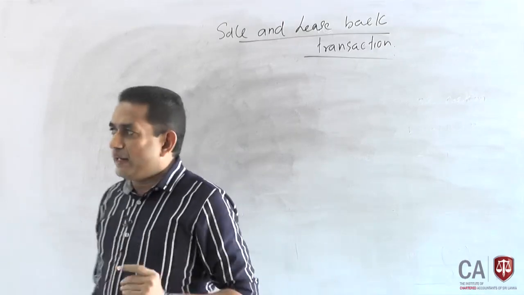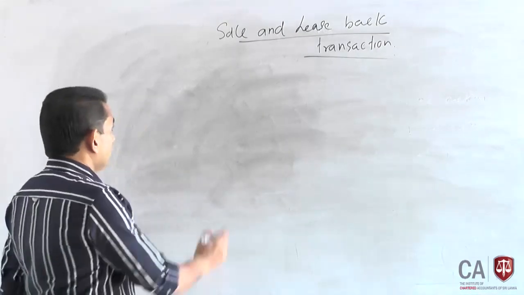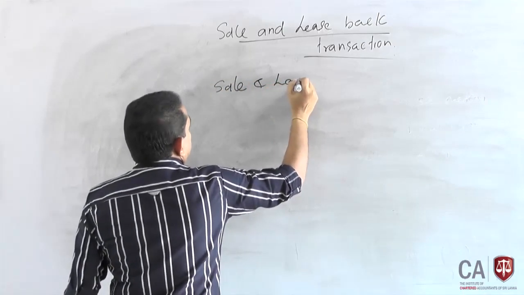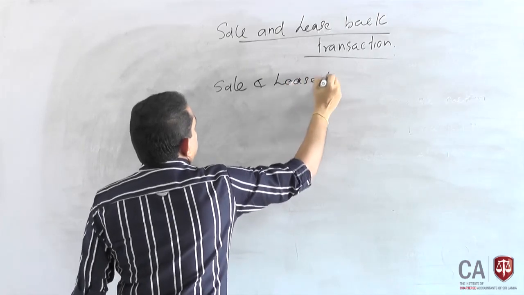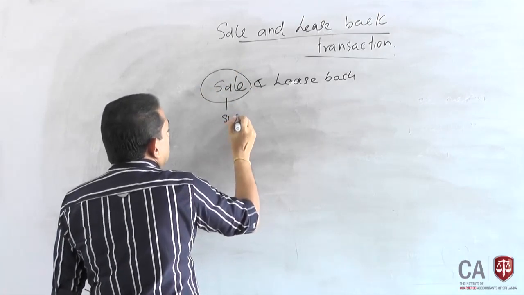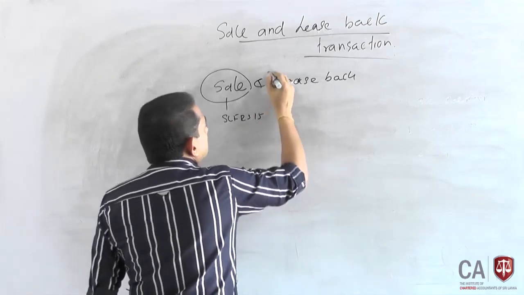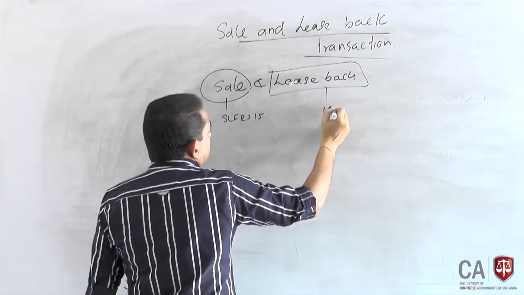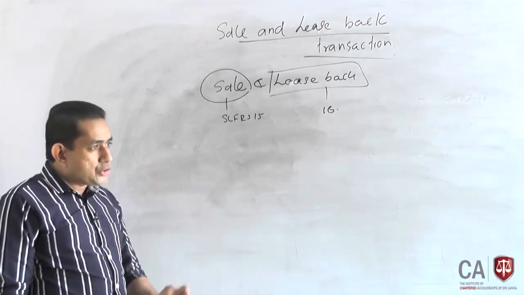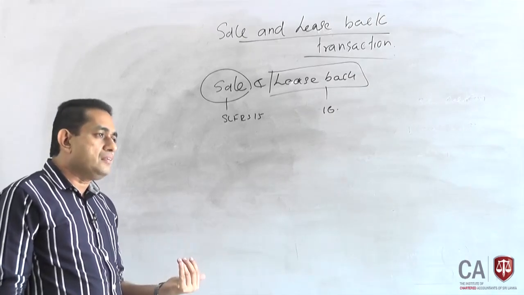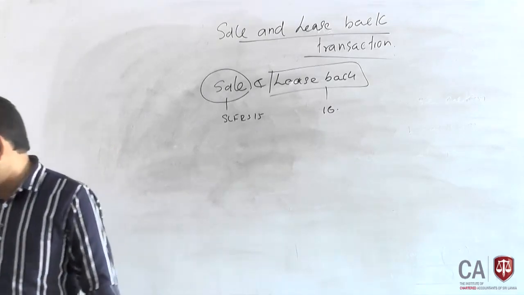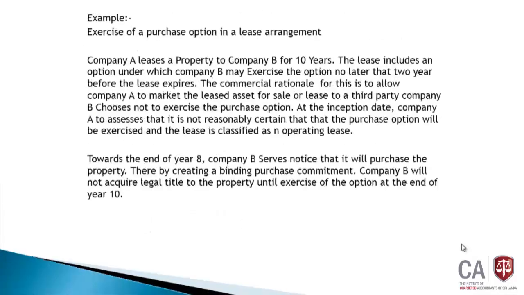Why are these 2 standards connected here? Sale and lease back. For the sale transaction, you need to apply SLFRS 15, and for the lease back transaction only you should apply SLFRS 16. So, you need to first make sure that the transaction is a sale, or you need to make sure the transaction is not a sale. How do we do that? Let us look at our presentation.